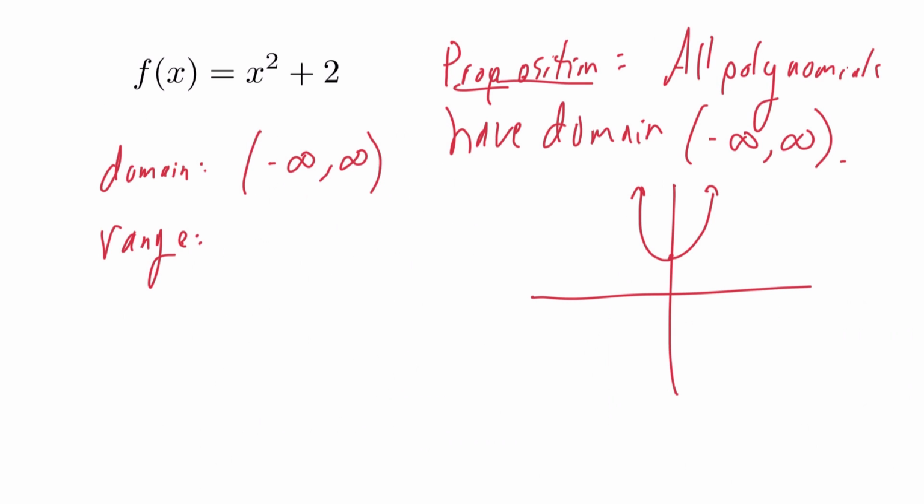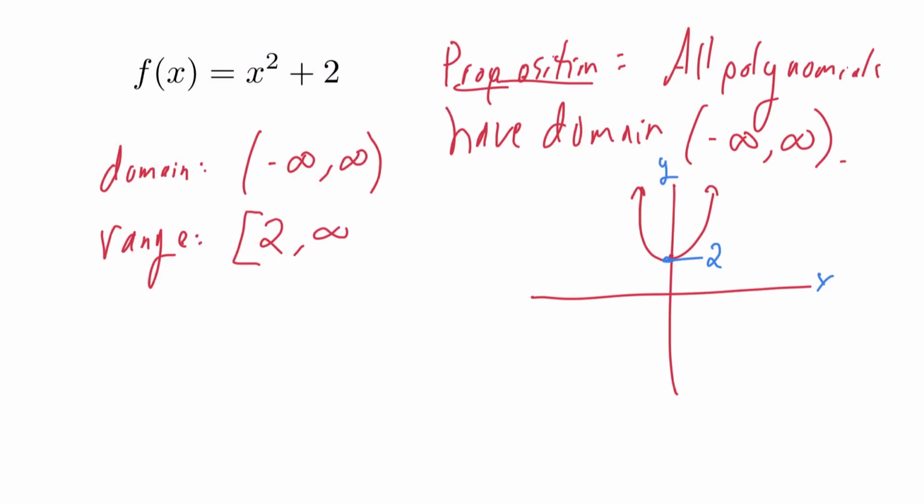Okay, so this value here is of course 2. So the only values that I can achieve with this function are those greater than or equal to 2. So even though the domain is everything, the range is restricted. Right? The range is just 2 to infinity inclusive. Include 2. So even though polynomials have domain all real numbers, the range can be restricted.